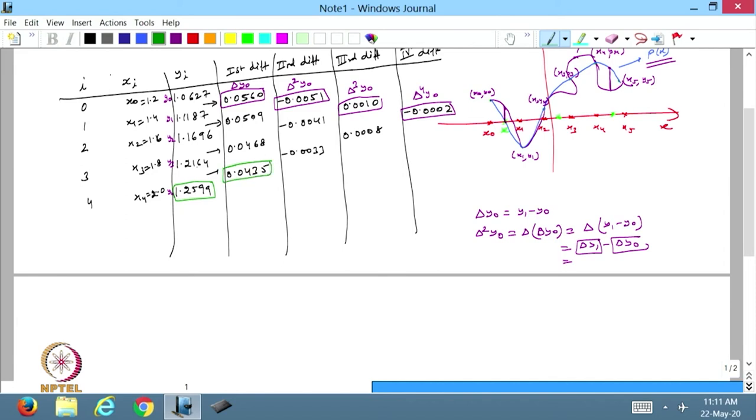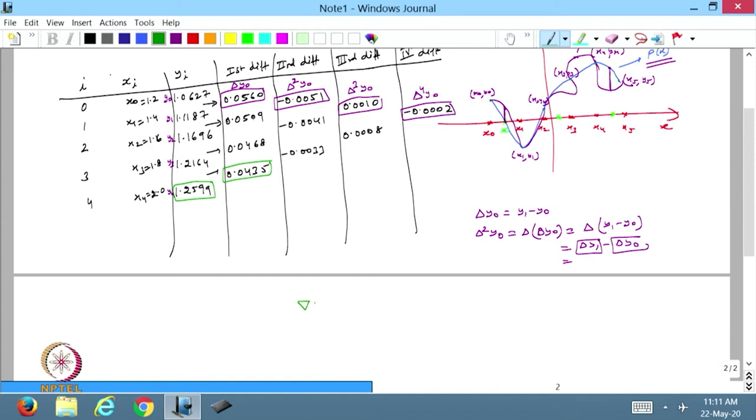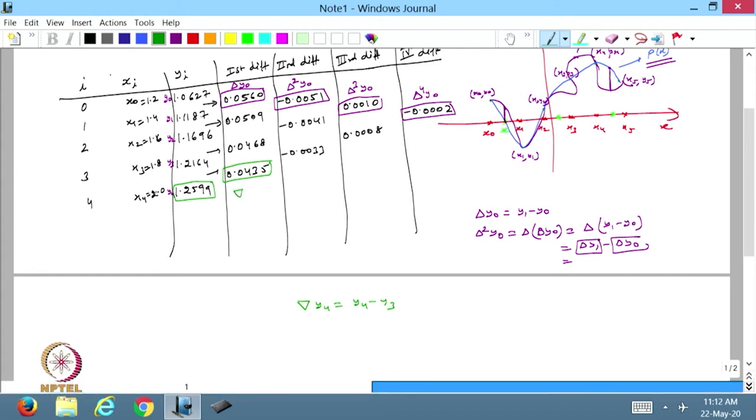Now what about this value? This value is giving me this minus this. I want to check what will happen if I apply the backward operator on y 4. It will be y 4 minus y 3, because it is going just one step backward. So this will be this minus this. So I can say that this is the first order backward difference. What about this one? The same way, this minus this, so this is the second order backward difference. This is the third order backward difference, and this is the fourth order backward difference. So now if you see from here, this is going downward, so this is the forward differencing, and this is going up, so this is the backward differencing.